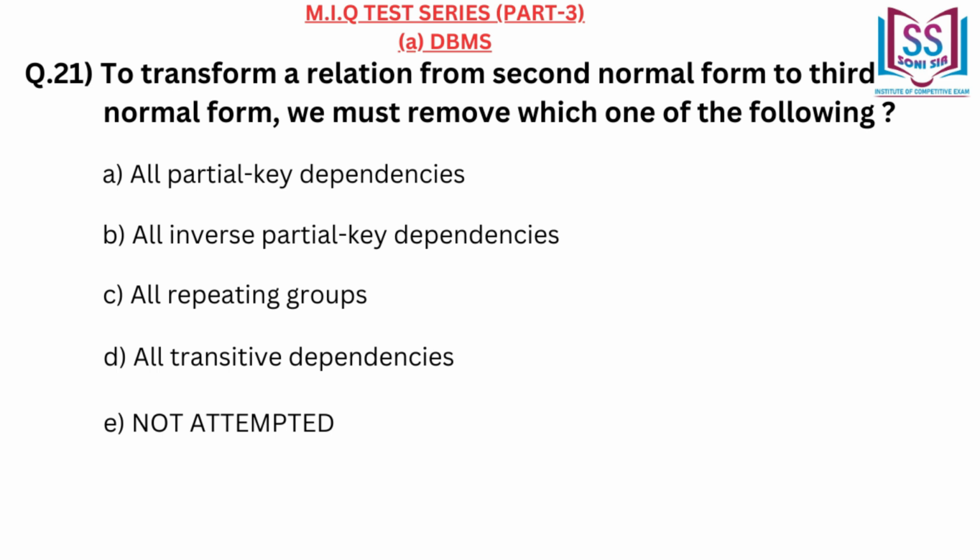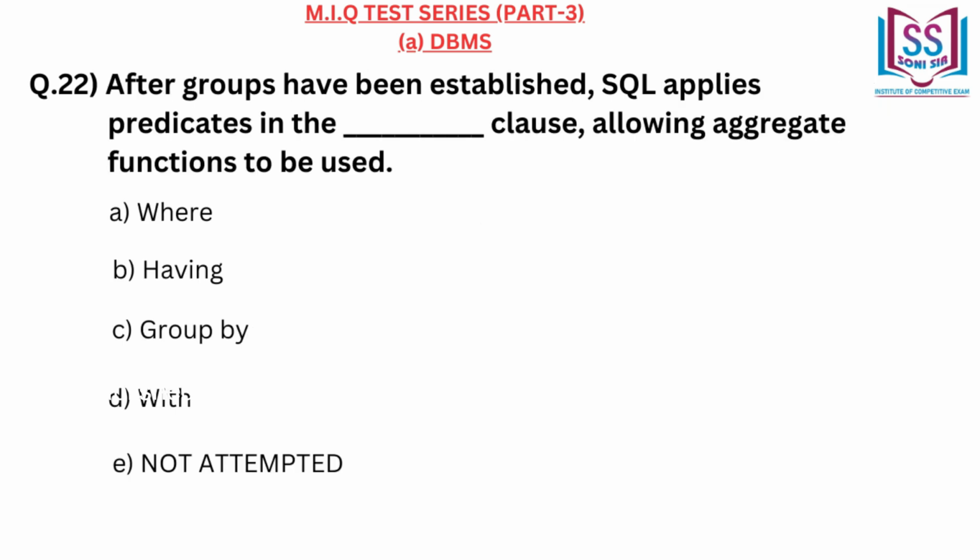D. All transitive dependencies. After groups have been established, SQL applies predicates in the ___ clause, allowing aggregate functions to be used. A. Where. B. Having. C. Group by. D. With.